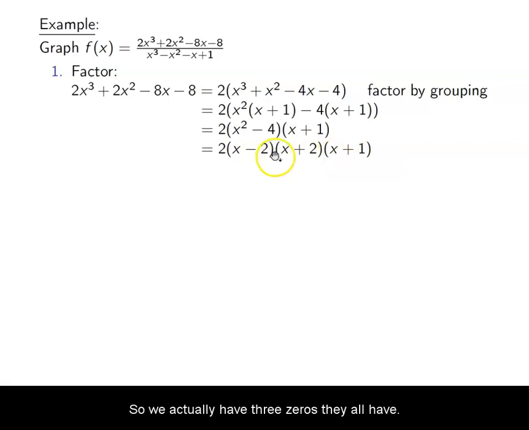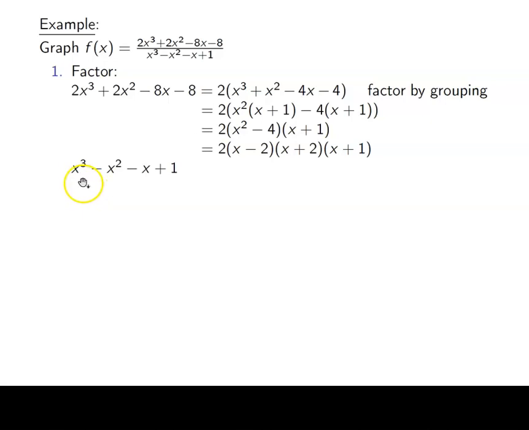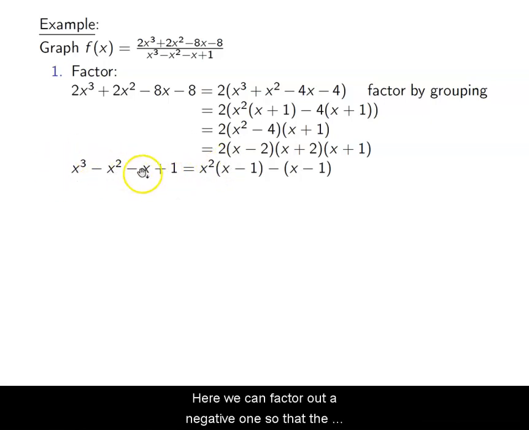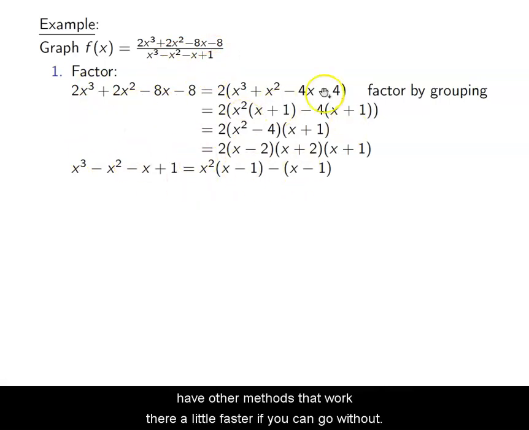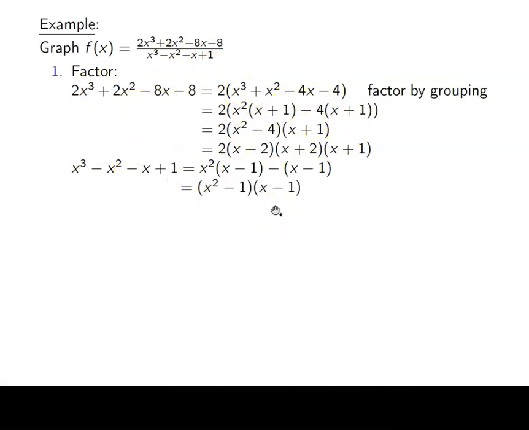So we actually have 3 zeros. They all have multiplicity 1. So the graph crosses at x is -2, -1, and +2. Okay. So for the denominator, looks like we can do pretty much the same thing. Okay, we can factor out here an x squared term. Here we can factor out a -1 so that the signs match for the binomial terms. Again, we can use synthetic division here like we've been using, but if we have other methods that work that are a little faster, we can go with those.